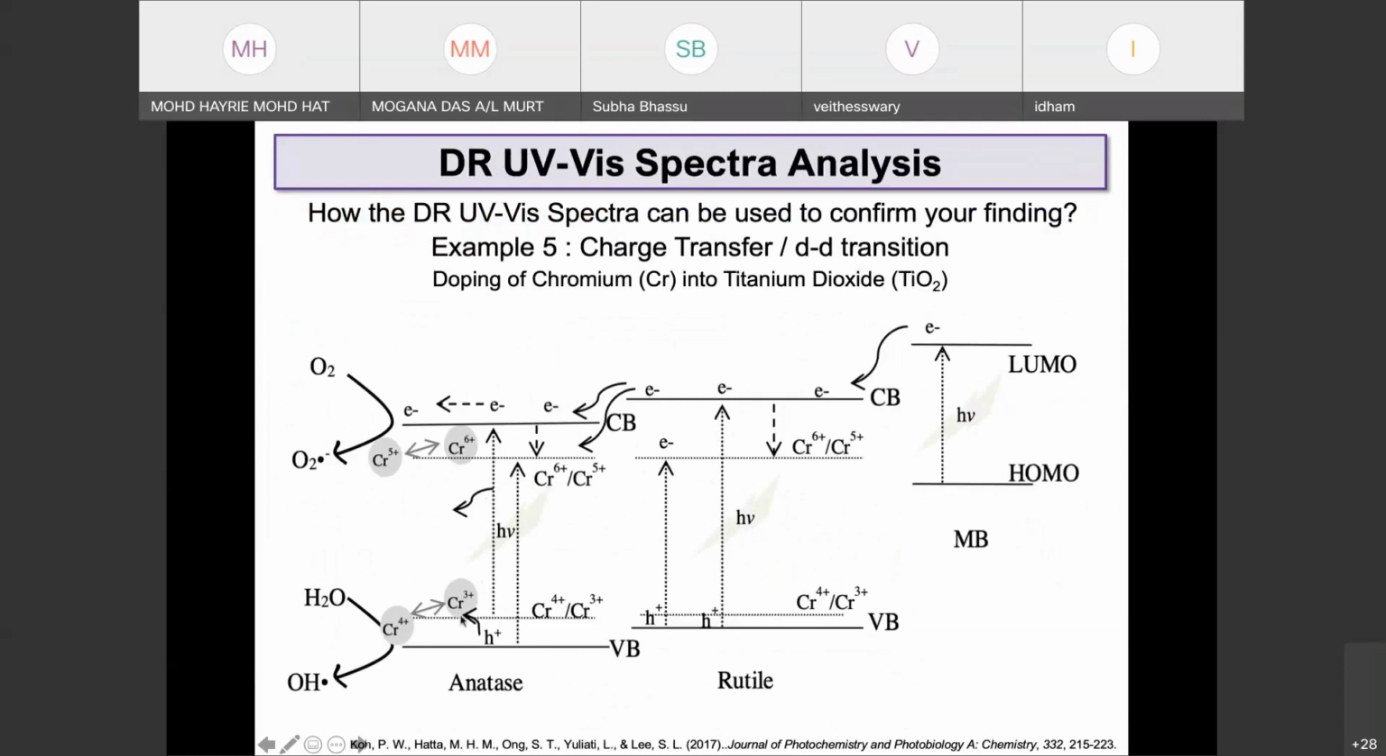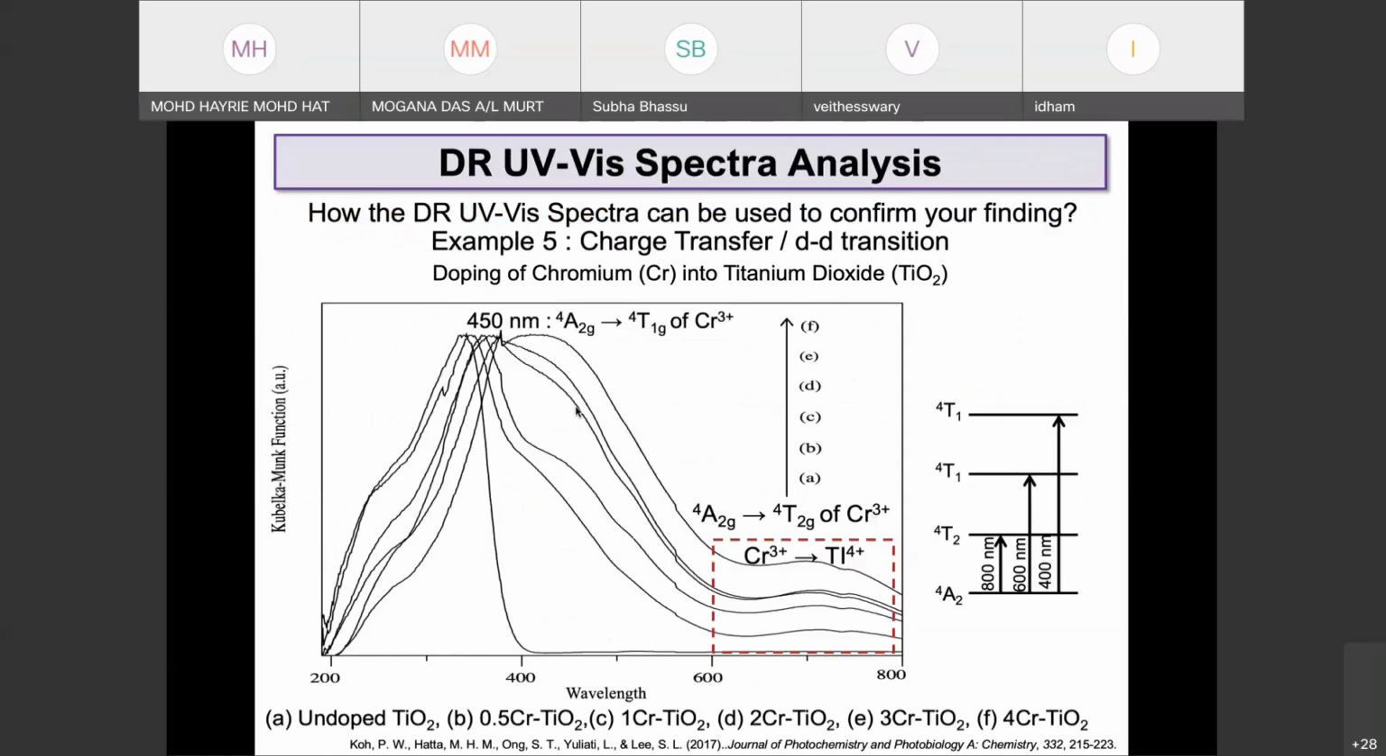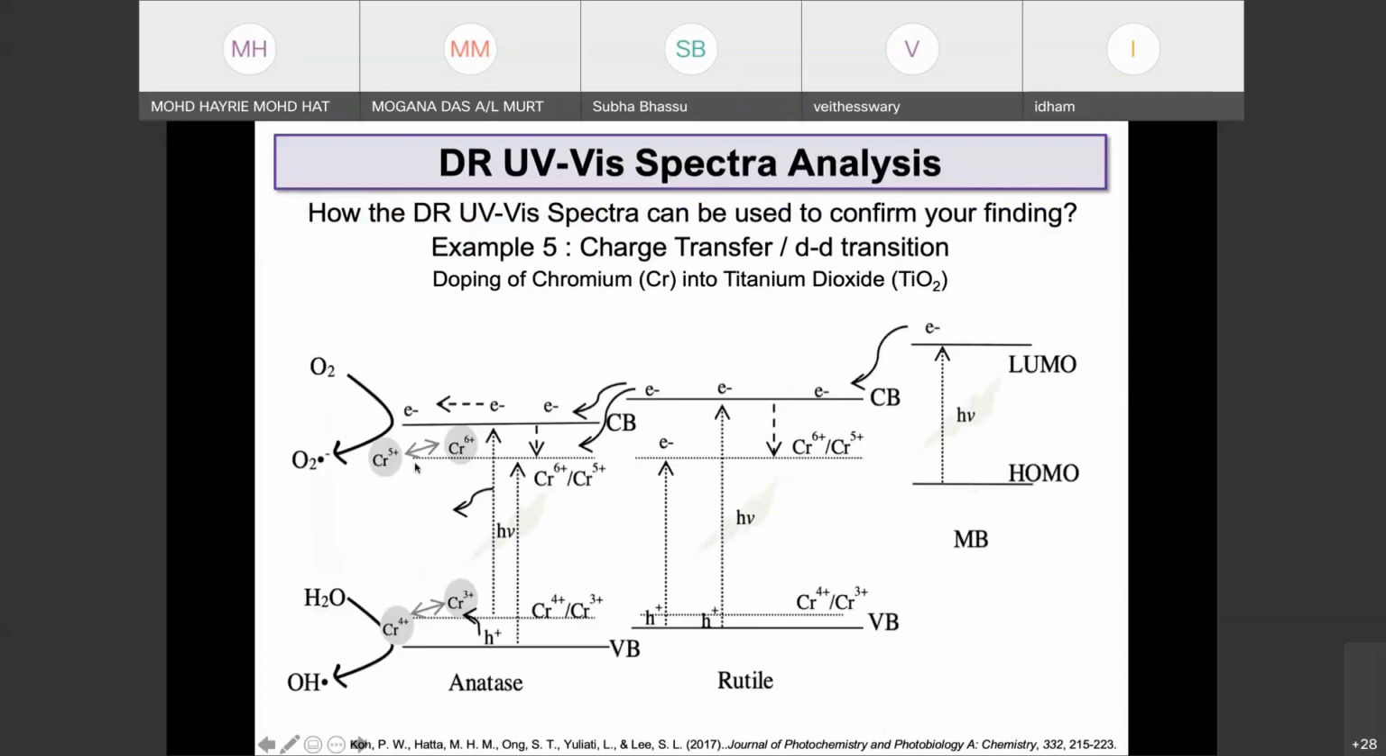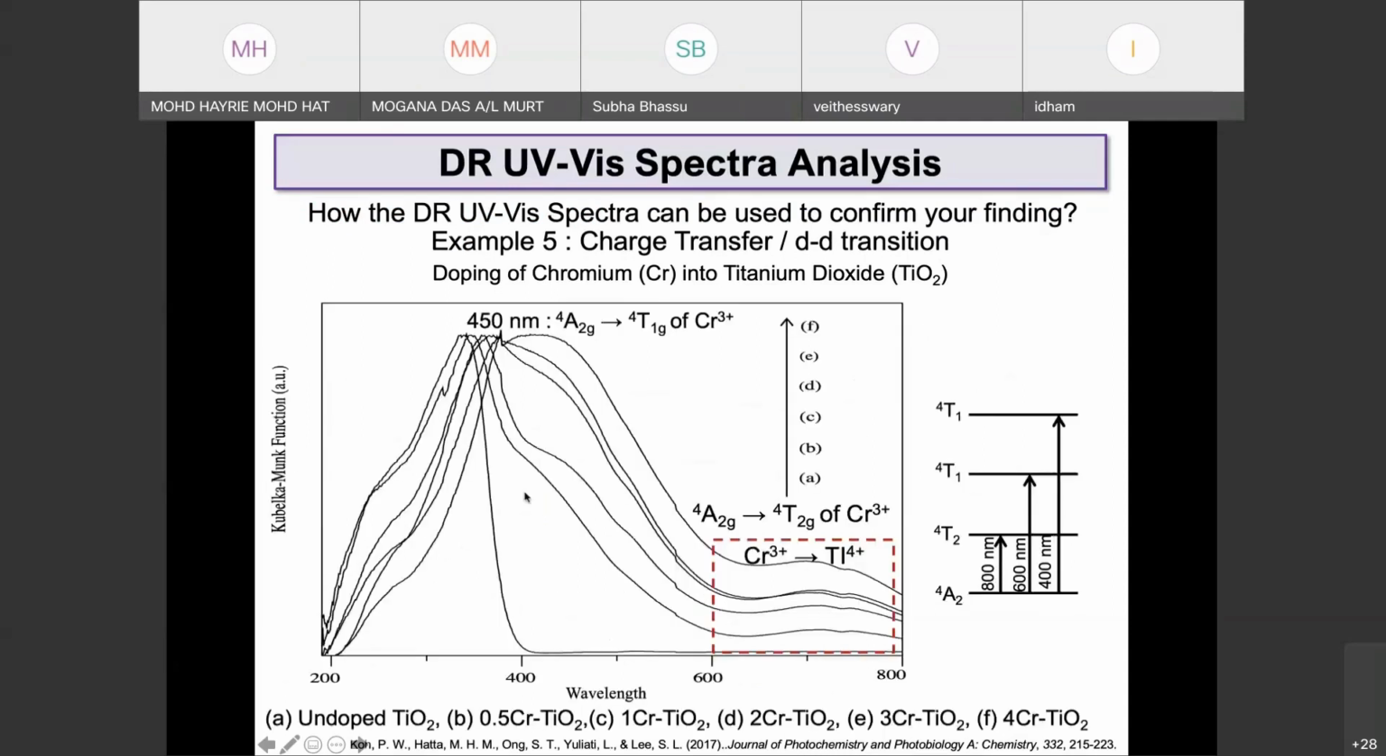So you can conclude that the excitation on the line here stands for the excitation of the electron from the Cr3+ to the conduction band of the TiO2. And then Cr3+ to the Ti4+ at this position. So for the excitation of the electron, you see that the gap is small, so that is why it appears in the very long wavelength region.